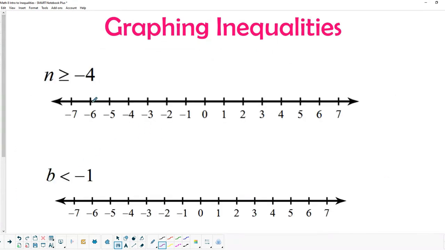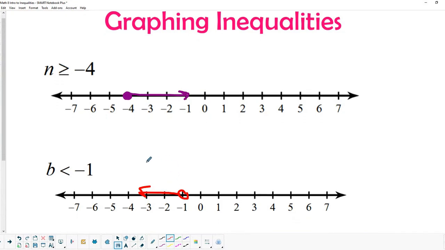So let's graph a couple. N is greater than or equal to negative 4. So it looks to me like that's one where we color in the circle. And because it's all the numbers greater than or equal to -4, our arrow points to the right because that's where the numbers that are greater than -4 belong. The next one, b is less than -1. So we're going to put just an open circle at -1 because it doesn't have the equal sign under it. And all the numbers that are less than -1 are to the left of -1. So that's how we would graph that one.